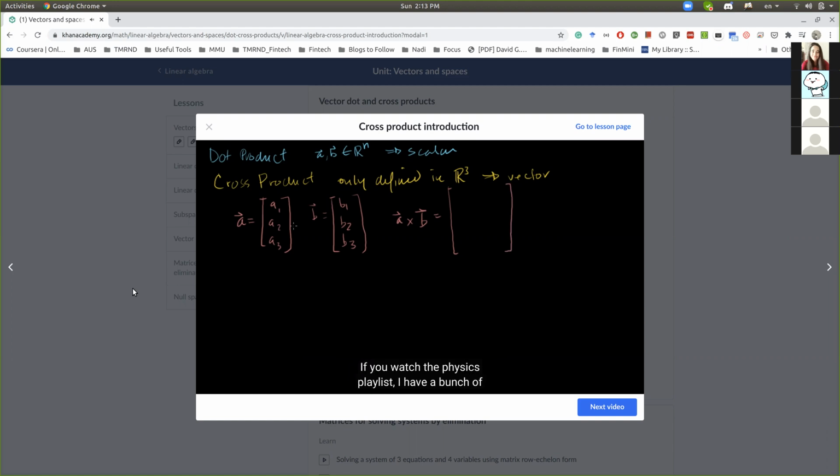If you watch the physics playlist, I have a bunch of videos on the cross product, and I show you how I think about the cross product when I have it in the IJK form. But when I have it like this, this first term up here is going to be another vector in R3, so it's going to have 3 terms. For the first term, you ignore the top term of each vector, look at the bottom 2 and say A2 times B3 minus A3 times B2.